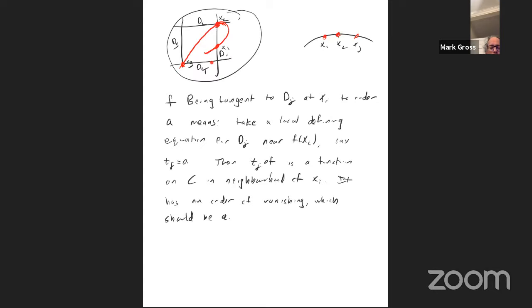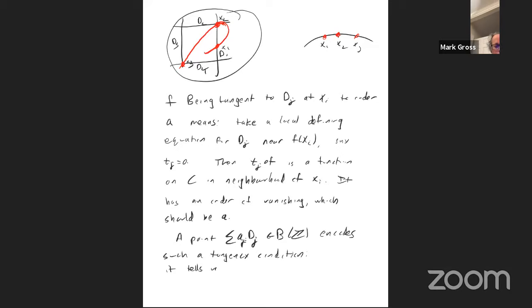So the point is I can encode this information. A point summation a_j D_j in B of Z encodes such a tangency condition. In other words, the condition is that we should be tangent to D_j to order a_j.